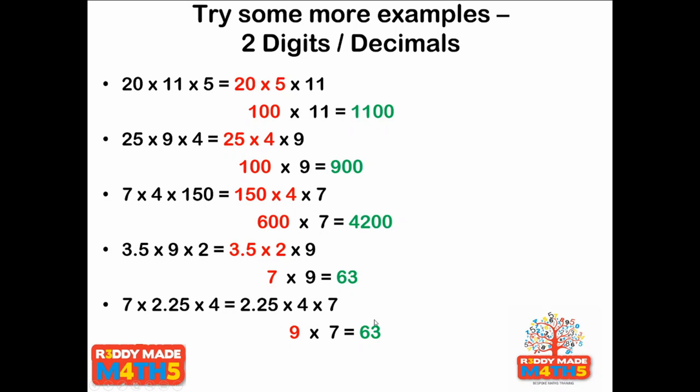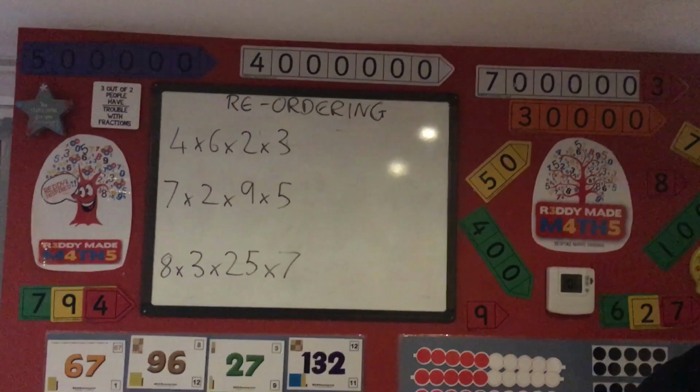Now, I know we've gone through those fairly quickly, but you can pause the video at any time, have a look at them, think about the multiplication, but just look how easy we've actually made that calculation that on the surface looks like an absolute horror. It can be done as long as we reorder the numbers using that commutative rule. Let's have a look at the board now.